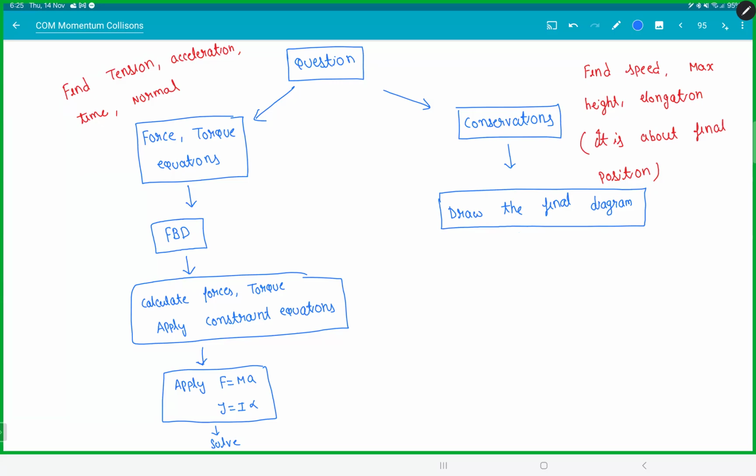So when you draw the final diagram, you have three options here. One, either you can conserve energy, or you can conserve linear momentum. So this is your second conservation we learned. The third is angular momentum. This we'll be doing in the next chapter.